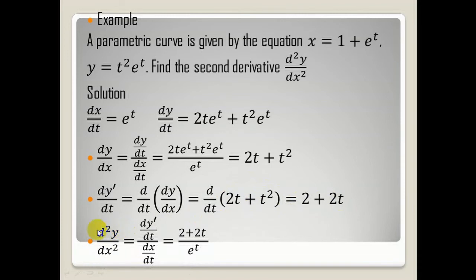So the second derivative of x equals dy prime over dt over dx over dt, equal to (2 plus 2t x) over e to the power t. Do you understand, everyone?